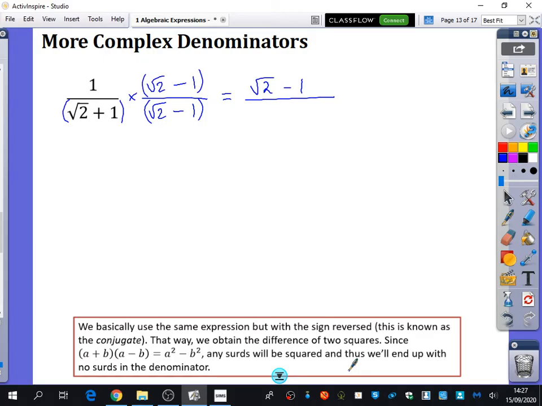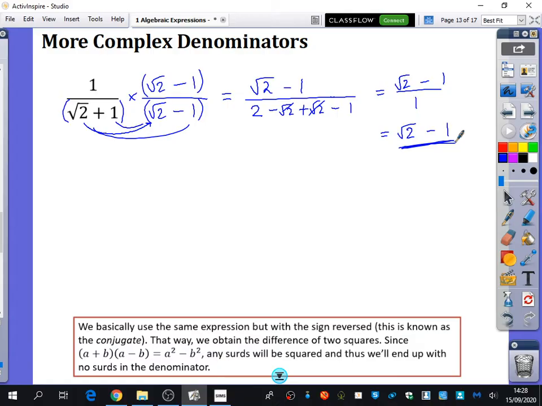So when you do these, you would have the square root of 2 times the square root of 2, which is 2, and then the square root of 2 times minus 1, which is minus root 2. You then get the 1 times the root 2, which is plus root 2, and then you've got the 1 times the minus 1, which is minus 1. So they cancel out, and what you end up with is root 2 minus 1. These cancel over 2 minus 1 is 1. So you get root 2 minus 1. It's not actually a fraction anymore. We've rationalized the denominator, and it's no longer even a fraction. Why is that? Because you've divided by 1.